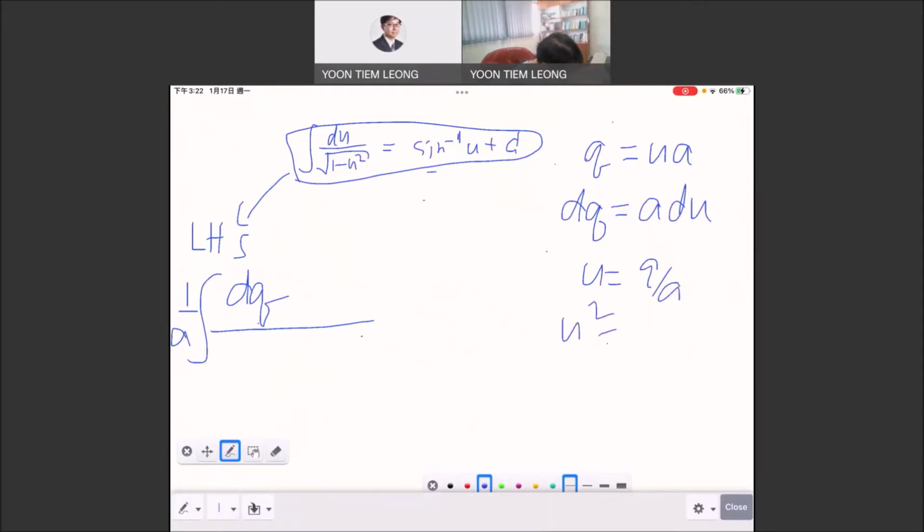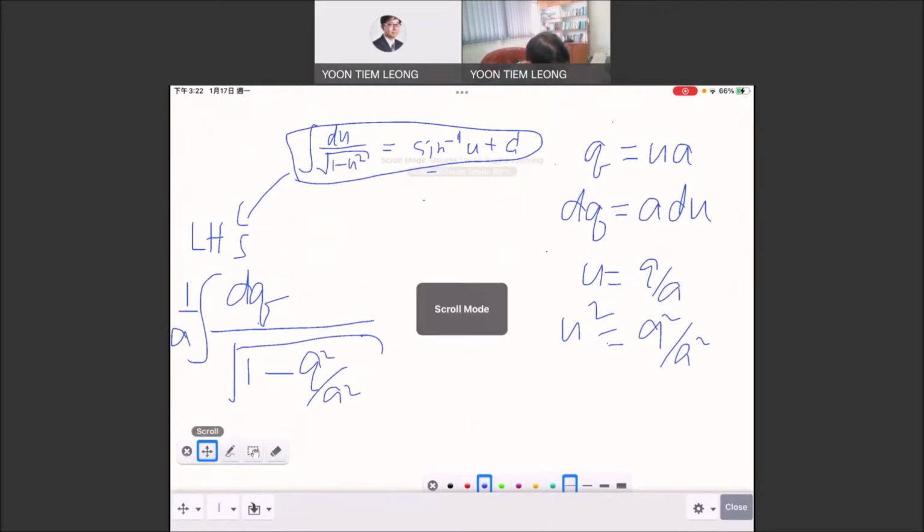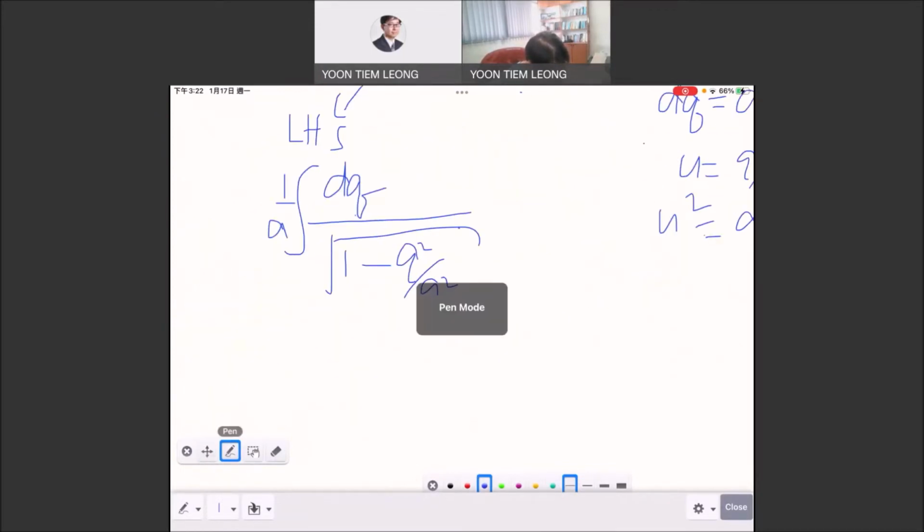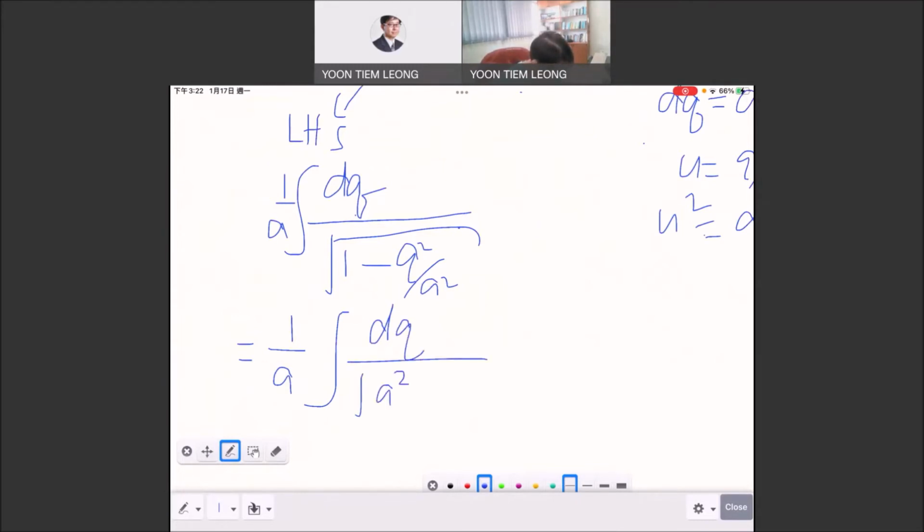So u squared is just q squared over a squared. Downstairs I have 1 minus u squared, which is q squared over a squared. I think this is the more accurate, more correct way of doing things. I'm still on the left hand side. So I have 1 over a, then dq over a squared minus q squared, after I take out the q squared. Then the a goes out, and the a gets cancelled off. I think that is a correct statement. So that is what happened to the left hand side.